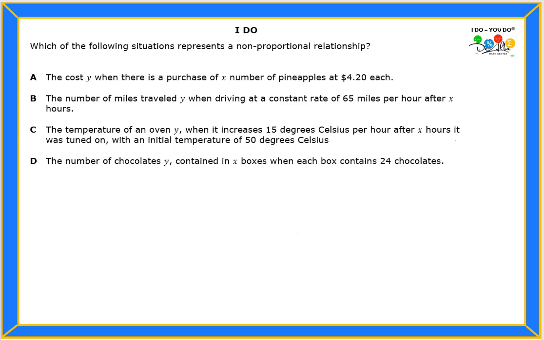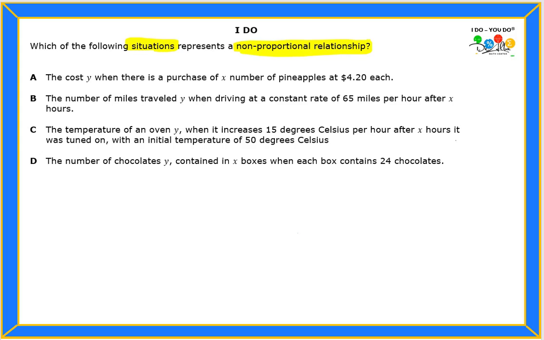And it says, which of the following situations represents a non-proportional relationship? Okay, so let's find out what they want for us to do. They want for us to actually find a non-proportional relationship from the situations on the answer choices, of course. Okay, so first of all, how do I determine a non-proportional relationship from a given statement or from a word problem?